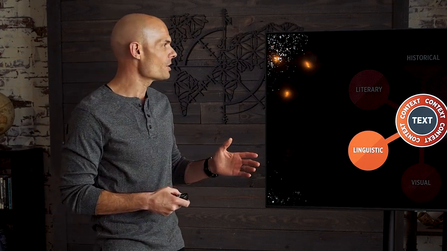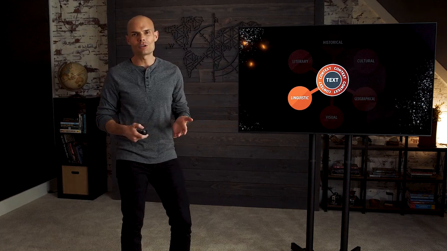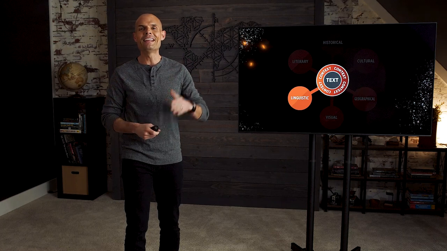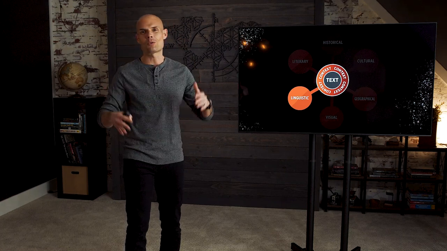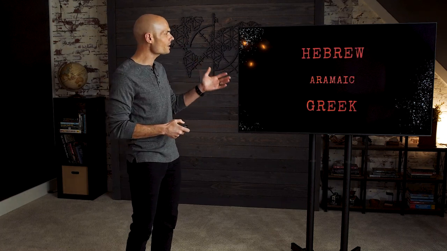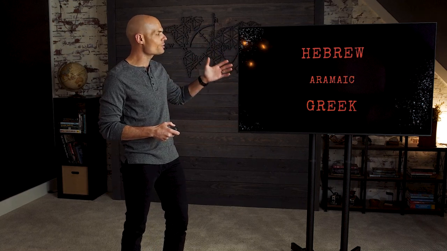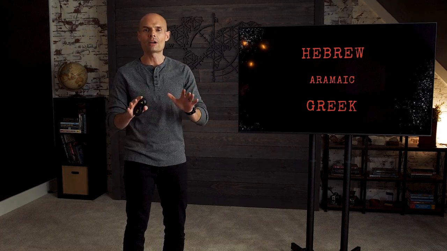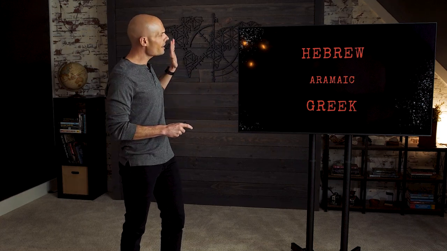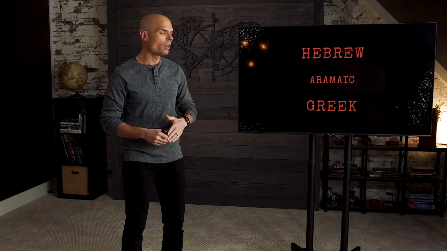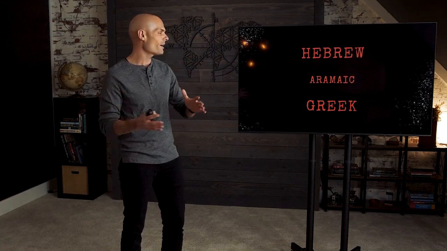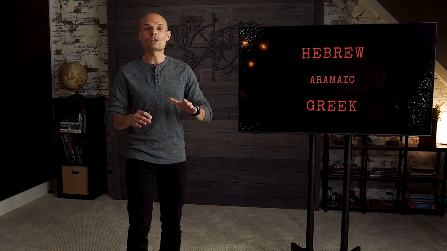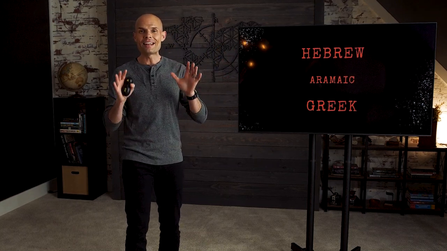Now, when we talk about original languages, we are acknowledging that the Bible wasn't originally written in English or Spanish or German. It's originally written in Hebrew and Greek primarily, and then we get a little bit of Aramaic in the book of Daniel. But our Old Testament is in Hebrew. All of our New Testament manuscripts have been found in Greek, and so we're dealing with Hebrew and Greek, which are very different than English.